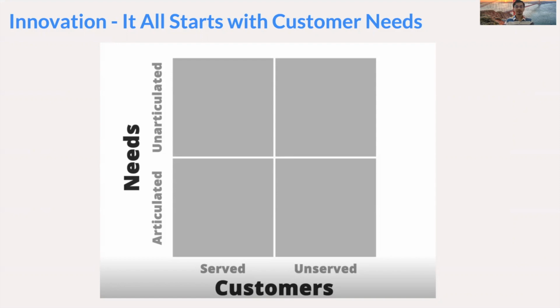Whereas unarticulated needs are ones the customers have never told to any company or service, or have not thought about. Coming to the served and unserved part of customers, companies through their products and services serve the customer base, the market. In many cases, with their existing portfolio, they would be serving the customers. In many cases, they would not be building the products or services which can serve the actual customer need.